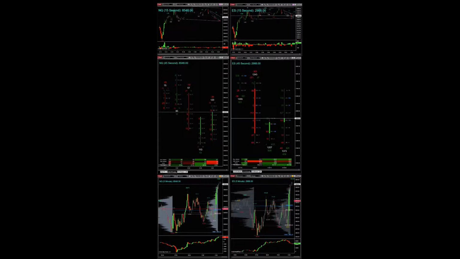Or, you know, what just happened in the very, very short-term auction structure that as an order flow trader you can capitalize on with no risk. So that's what that's about.